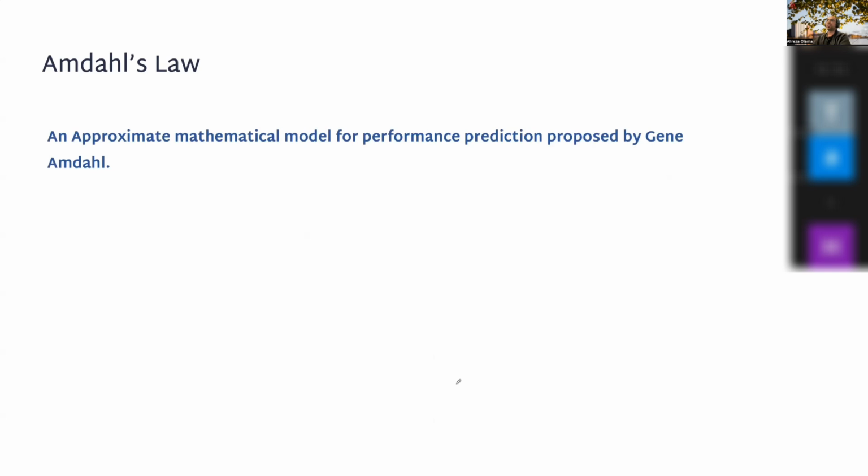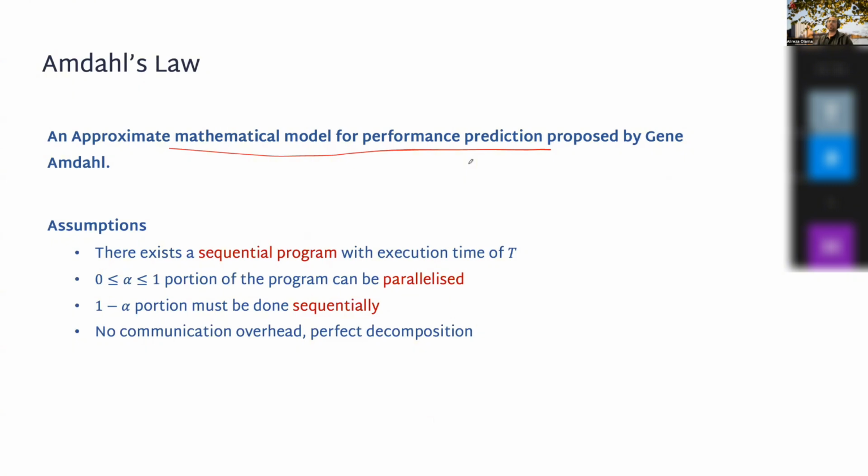So the first prediction framework that we would like to talk about is called Amdahl's law, which is an approximate mathematical model for performance predictions of parallel programs proposed by Amdahl. This law considers some assumptions, and based on these assumptions, it gives us a prediction for the speedup.